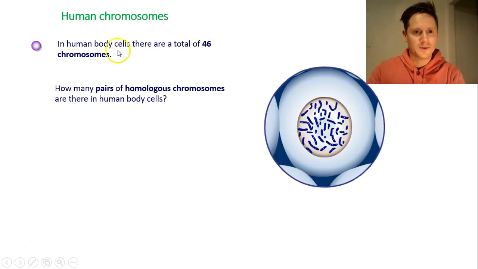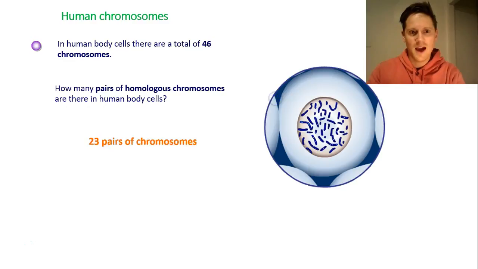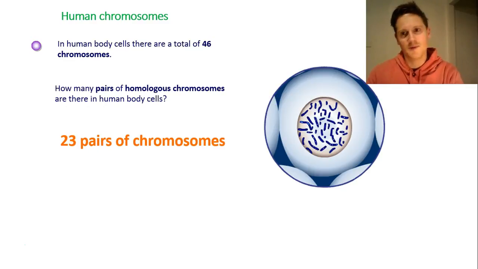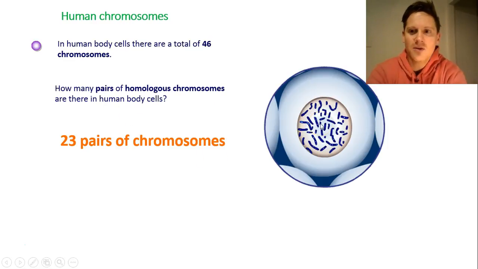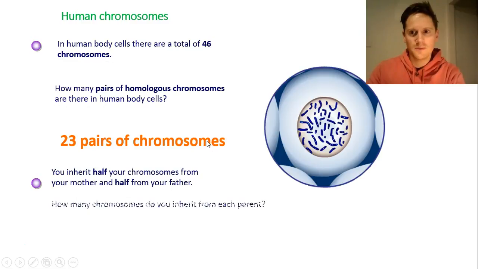Now, we've got 46 chromosomes. How many pairs of homologous chromosomes do you think we have? The answer is 23. So 23 pairs, which would equal 46. So it's a bit more accurate to say humans have 23 pairs of chromosomes rather than 46, because we've got homologous chromosomes that are from mum and from dad, okay?